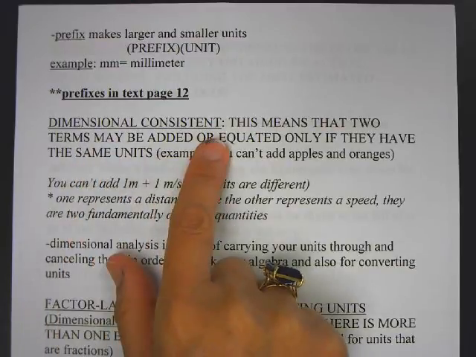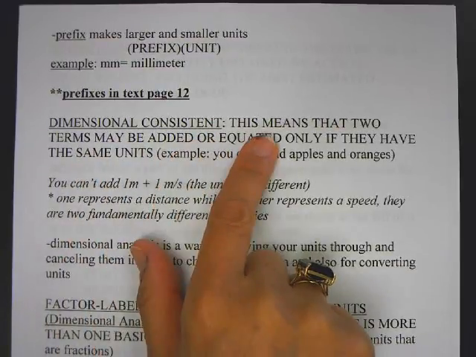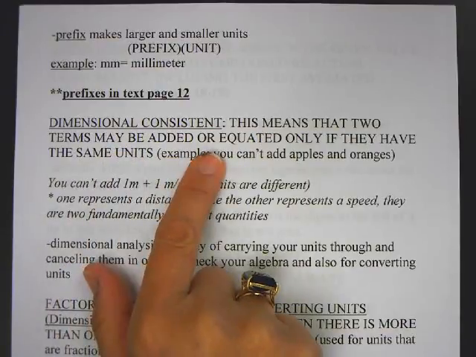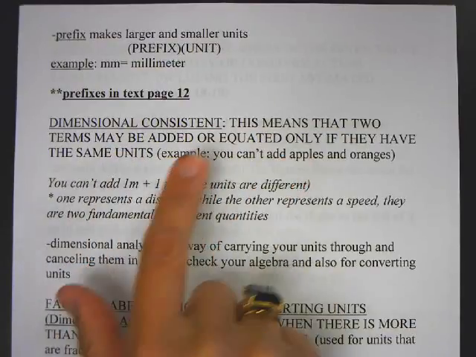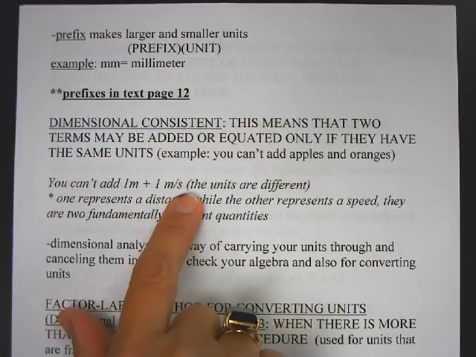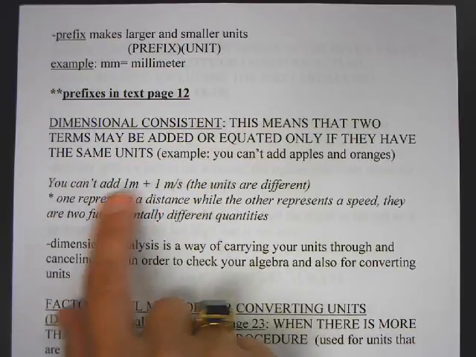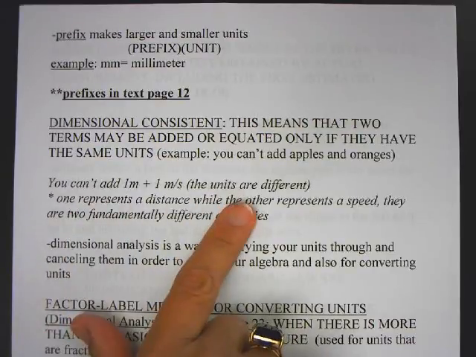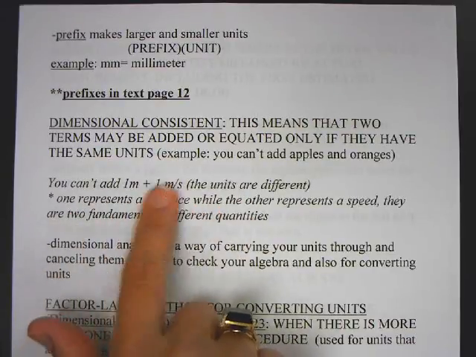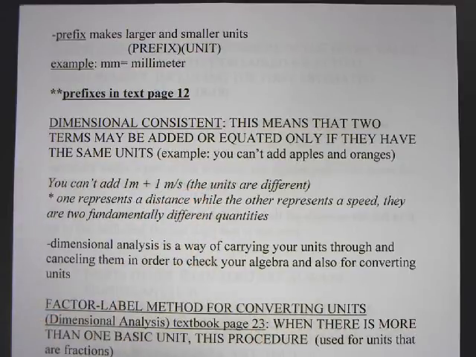Dimensionally consistent means that you can't add things together unless they're the same. So I can't say a meter plus a meter per second. This measures length, this measures speed. So whenever you're looking at things, you always have to look at the units to make sure that they're correct. Now the great thing about physics is we have a foolproof way to always check our work no matter what. Because if we carry our units through and cancel them, we'll always check and make sure that we don't make an algebra mistake.